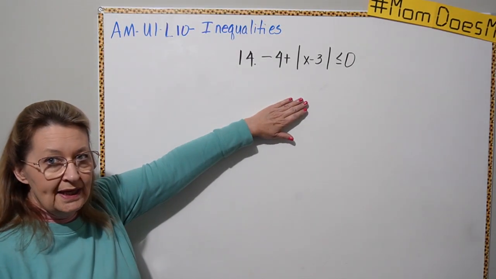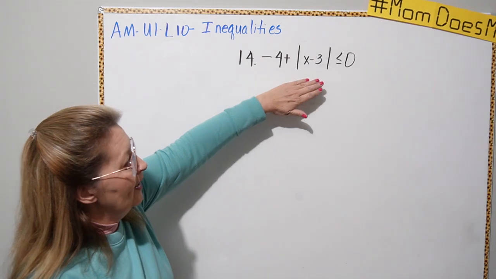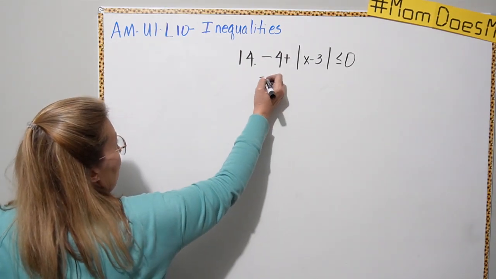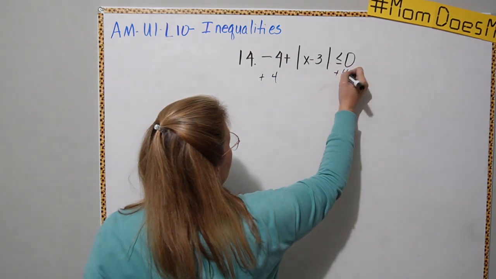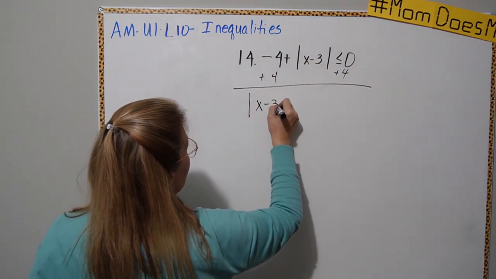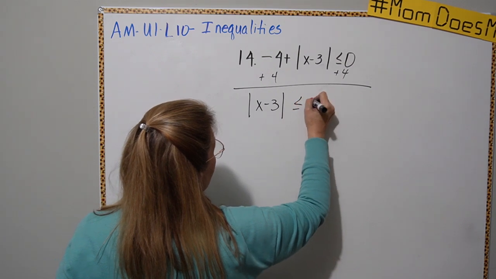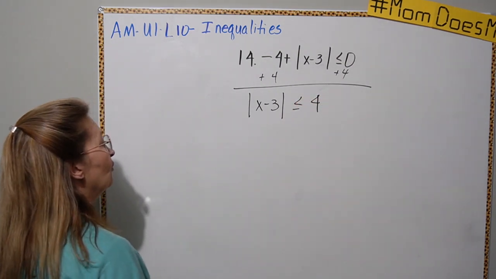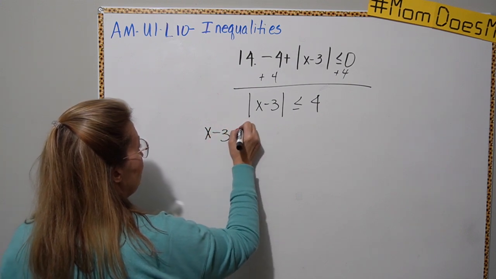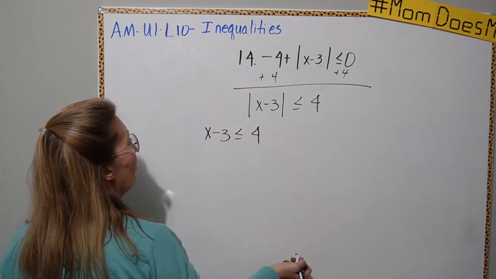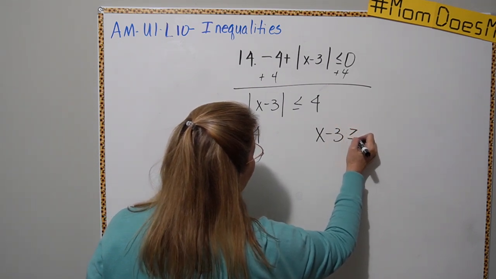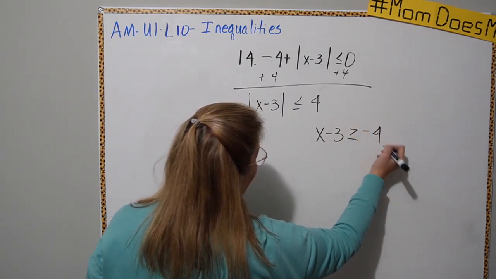Okay, for number 14, this time our absolute value is not isolated, so we need to do that first. So add 4 to each side, and that's going to give you absolute value of x minus 3 is less than or equal to 4. Now we're ready to consider both cases. So either x minus 3 is less than or equal to 4, that's our positive case, or x minus 3 is greater than or equal to negative 4.